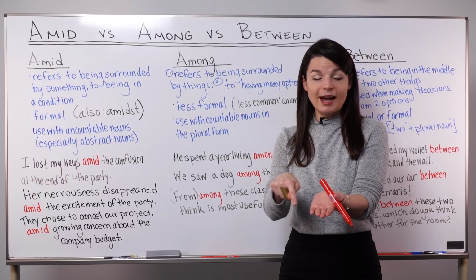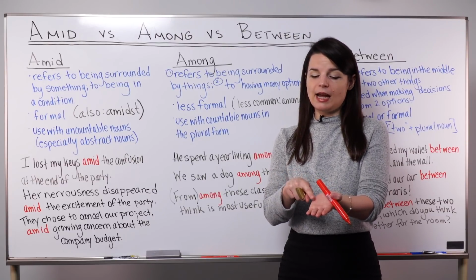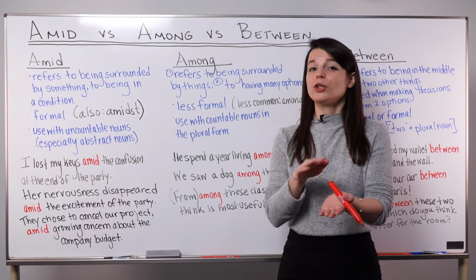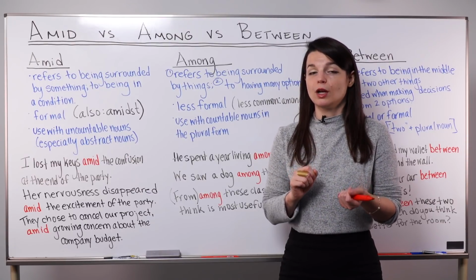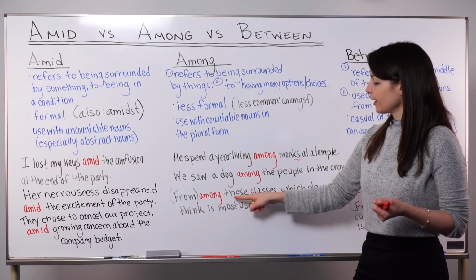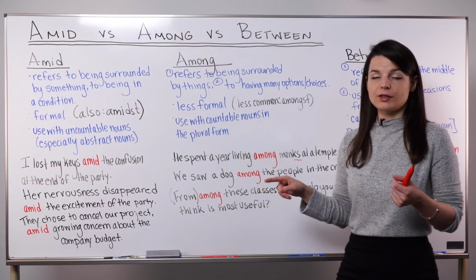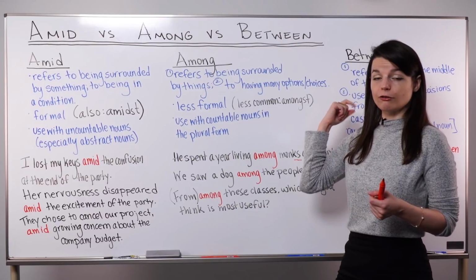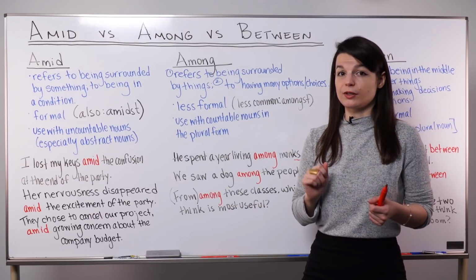Maybe you're looking at a group of classes, and you say, from these, specifically, like this group, which do you think is the most useful? So we use among in this case when we're talking about many choices. So we're not talking about two, actually. We use between for two, which I will talk about in just a moment.